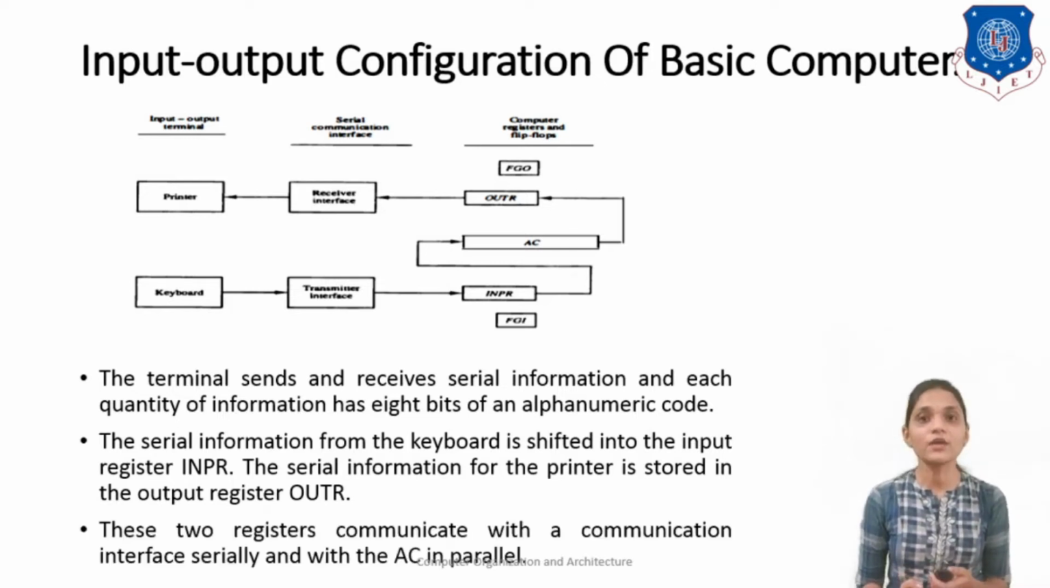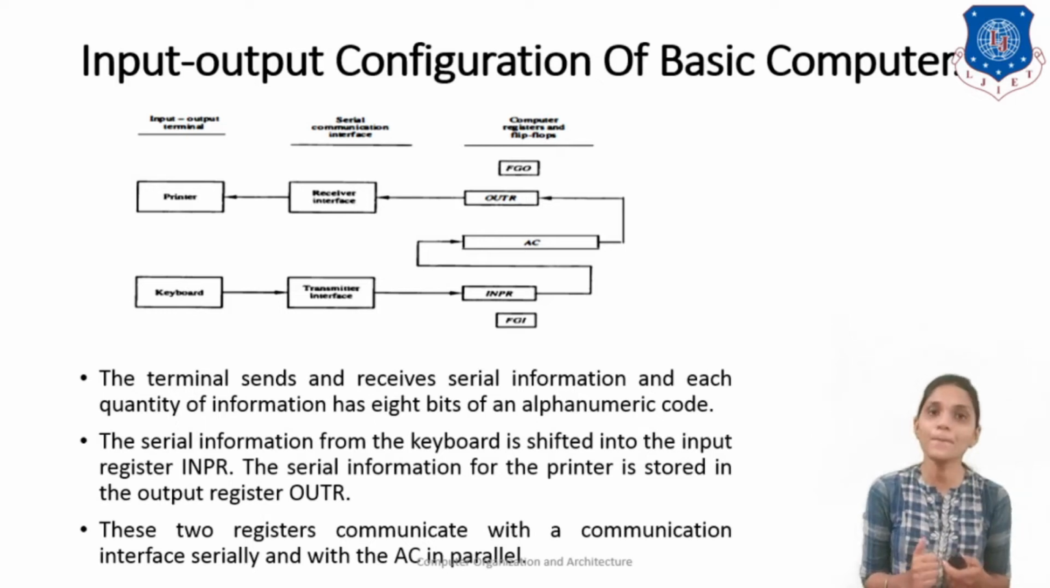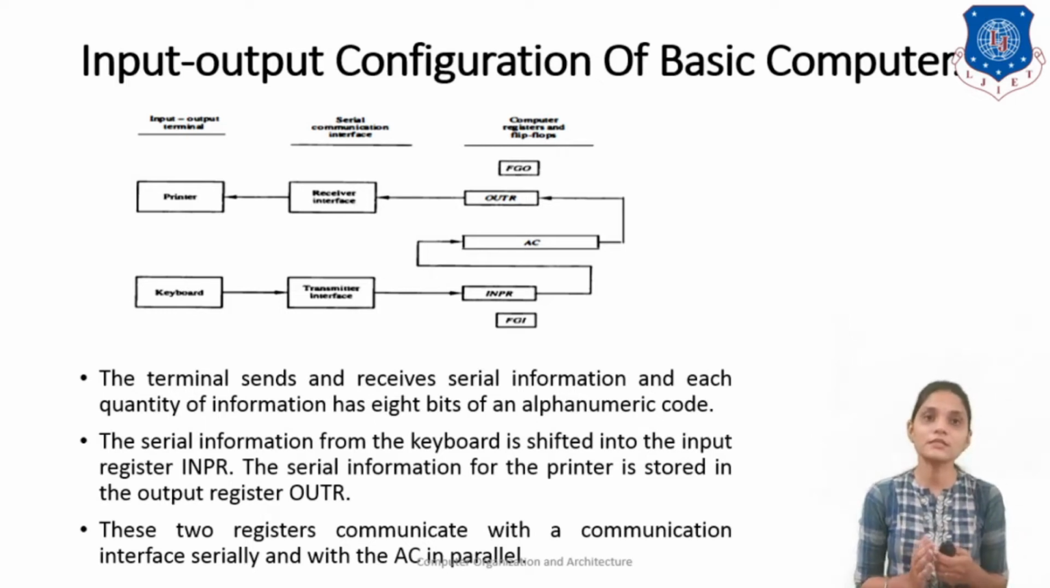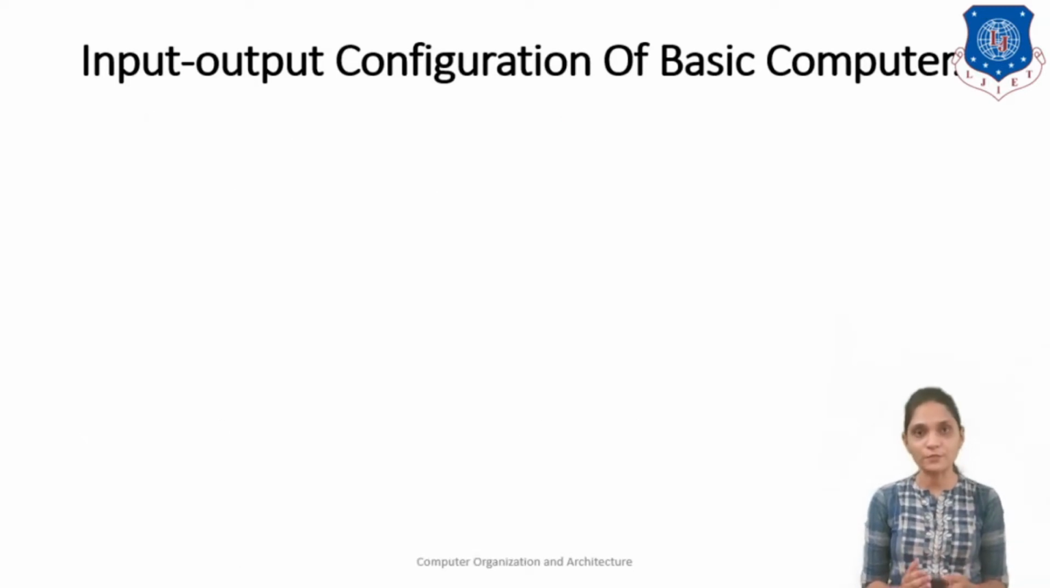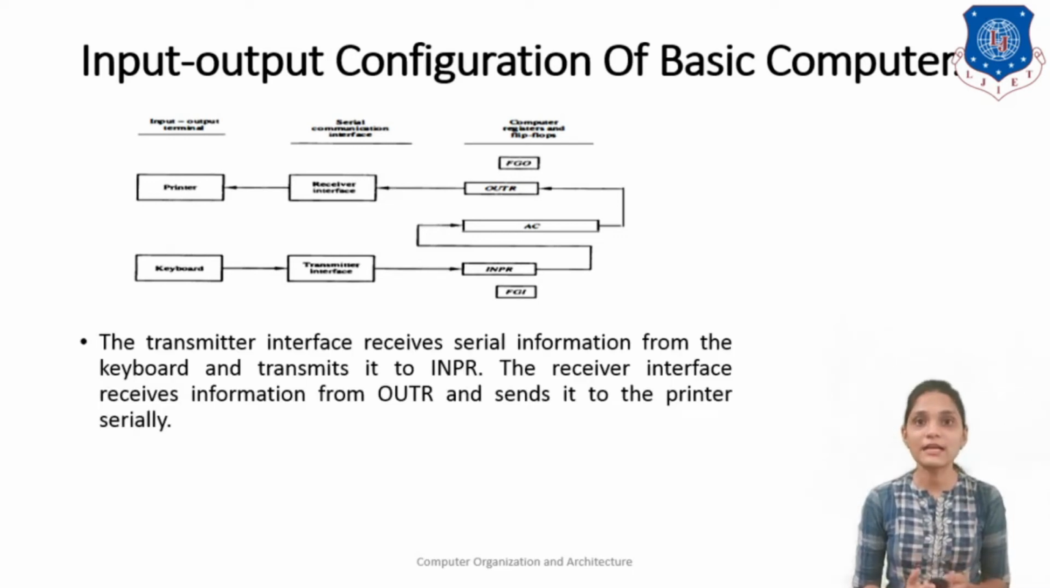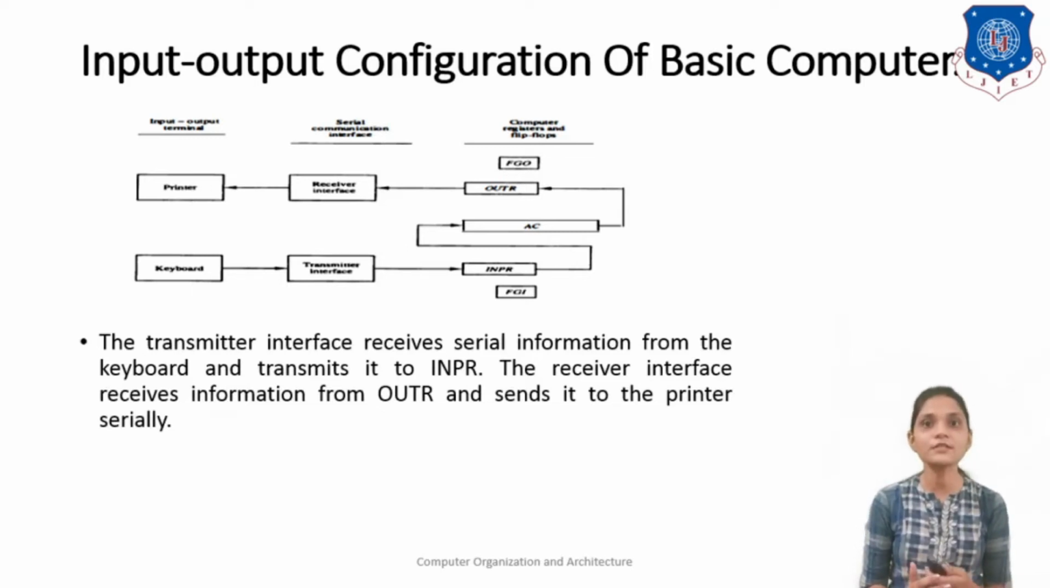Second thing we have used is that the two registers communicate with the communication interface serially and with the accumulator in parallel. Here we have considered that this OUTR and INPR register communicate with the external device serially but with the accumulator in parallel, so that your task is completed faster. The transmitter interface receives the serial information from the keyboard and transmits it to the INPR register, and the receiver interface receives the information from the OUTR and sends it to the printer serially.